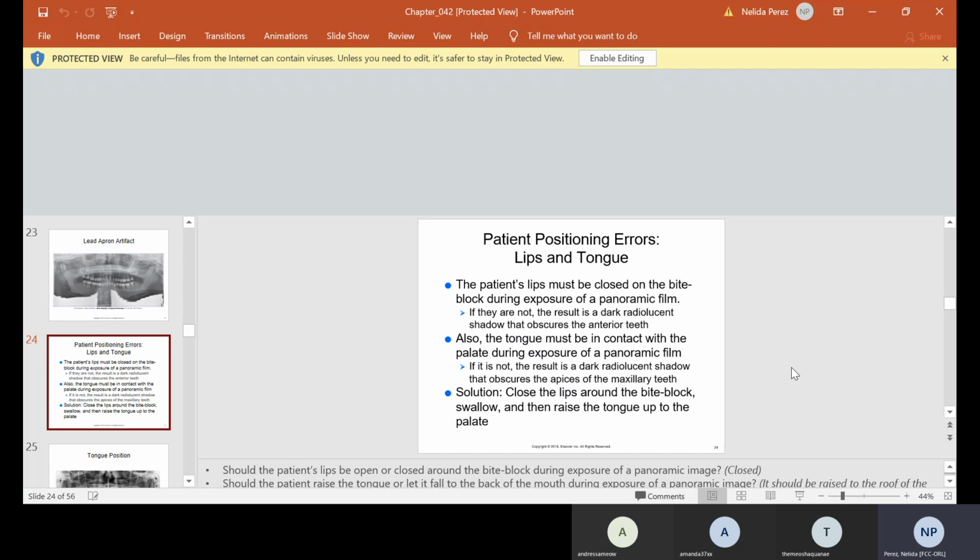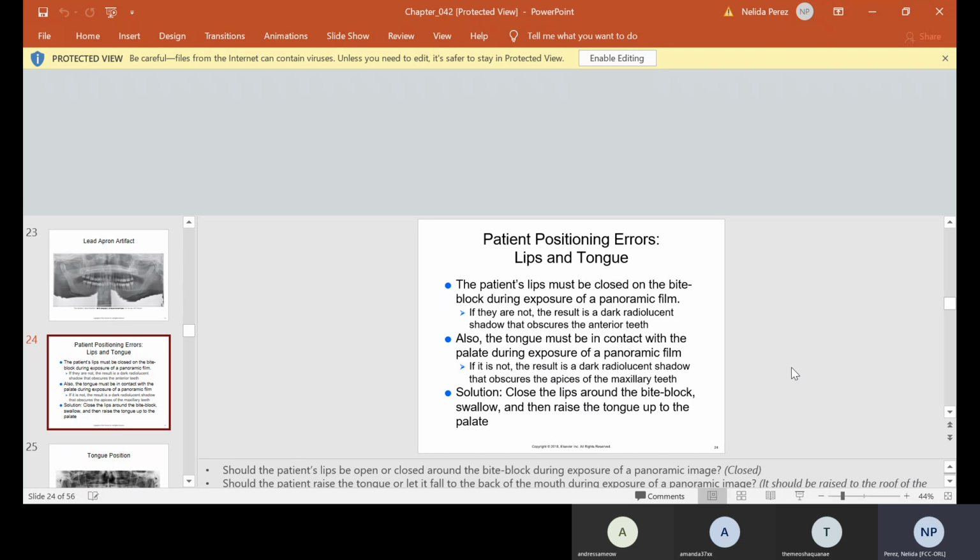So the patient's lips must be closed on the bite block during exposure of a panoramic film. As I told you, they step in, they put their chin on the chin rest, and then there's this little stick, and they bite on it. When they bite on it, they should wrap their lips around it. Also, the tongue must be in contact with the palate. I just finished mentioning that to you too, the roof of the mouth.